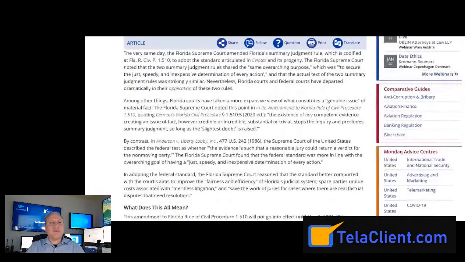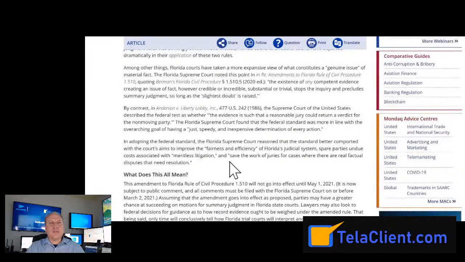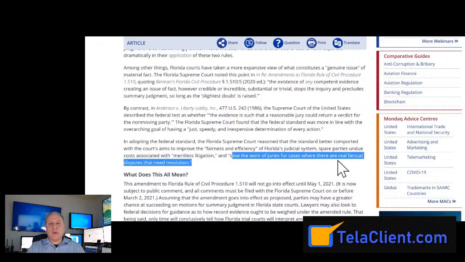and what the Supreme Court in Florida used to do. It also is trying to improve fairness and efficiency and to spare the parties undue costs with meritless litigation. That's the key. If you're doing an investigation to support your litigation, you want to have the investigation show that the other side's case is meritless. And it's trying to save the work for juries where there are real factual disputes that need resolution.